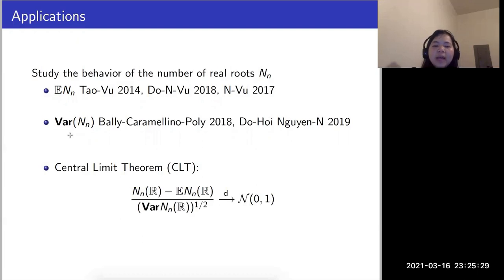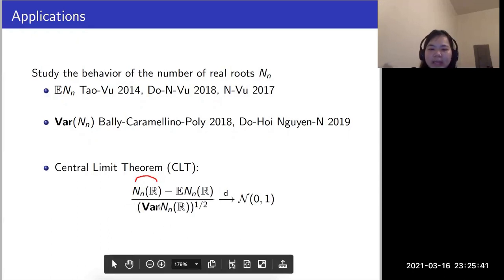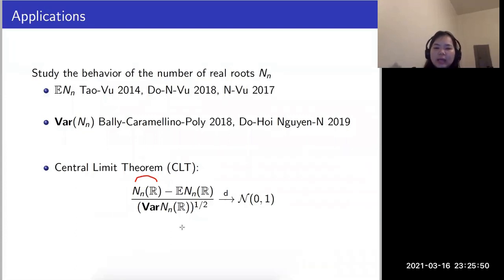And then the method is also applied to study the Central Limit Theorem, meaning showing that the number of real roots, where N_R is the number of real roots, and here we rescale, subtract the mean and divide by the standard deviation so that we get a random variable of mean 0, variance 1, and show that asymptotically it has a bell-shaped distribution.